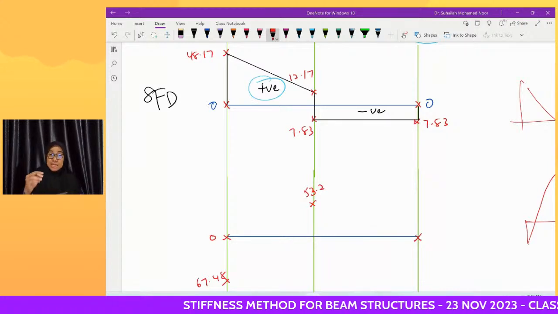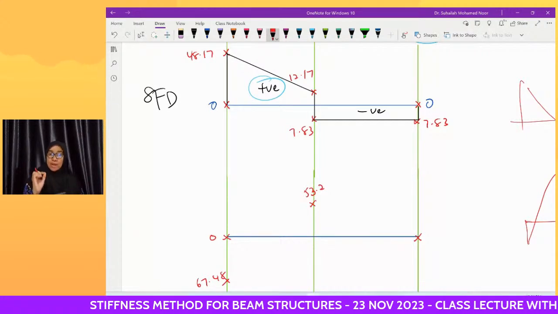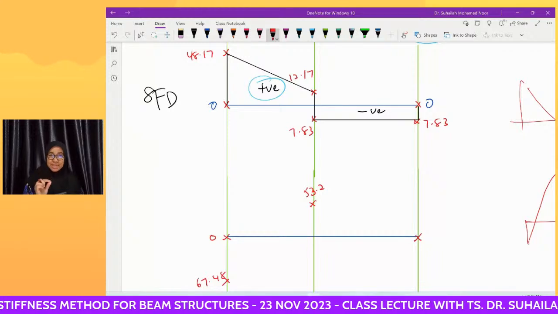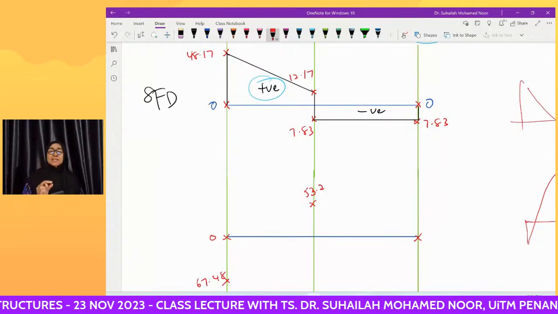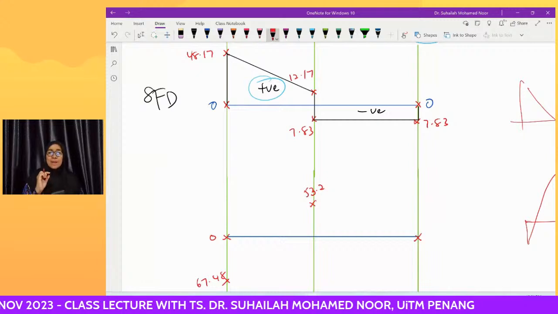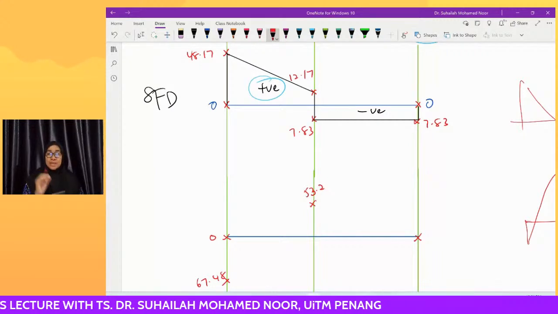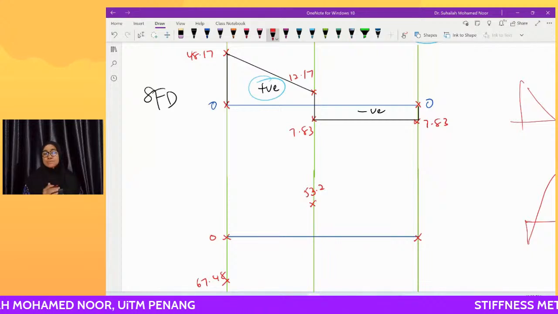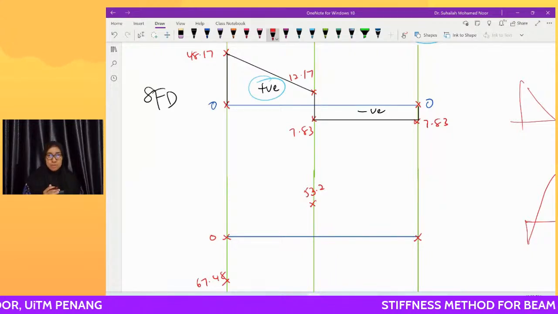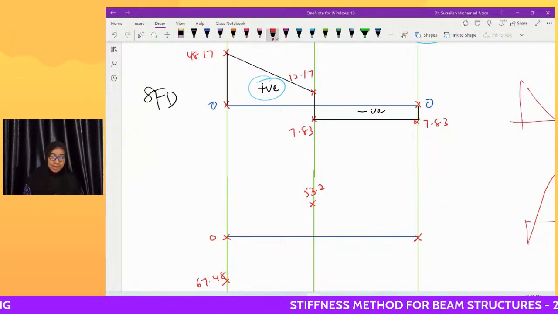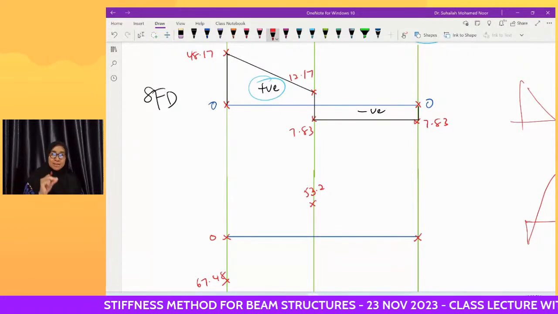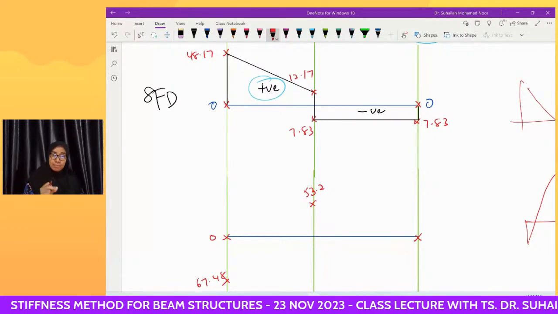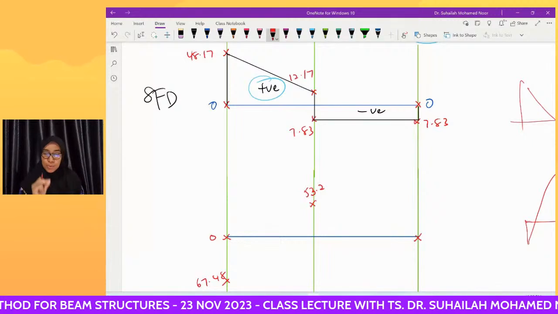Okay, so it is negative 67.48. We have to plus the area of the trapezium and we get positive 53.2. Okay, then we continue from 53.2. Now we have a moment.